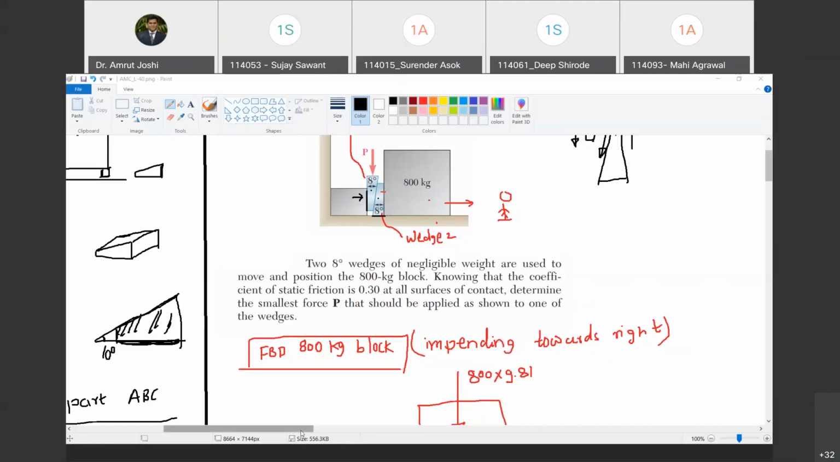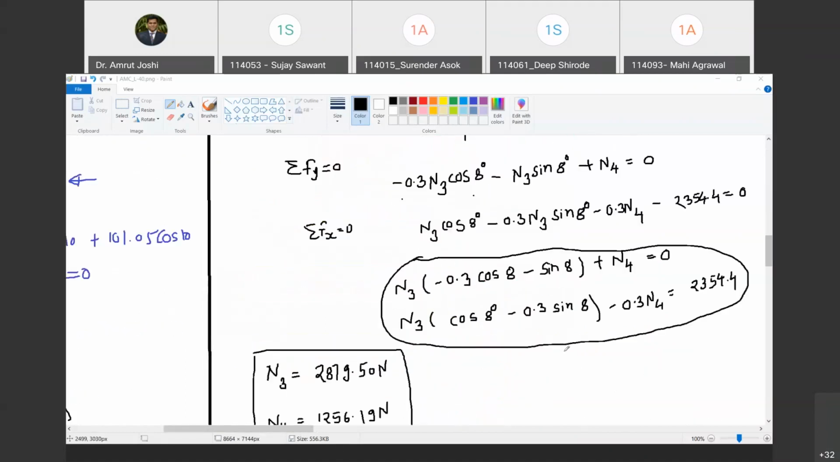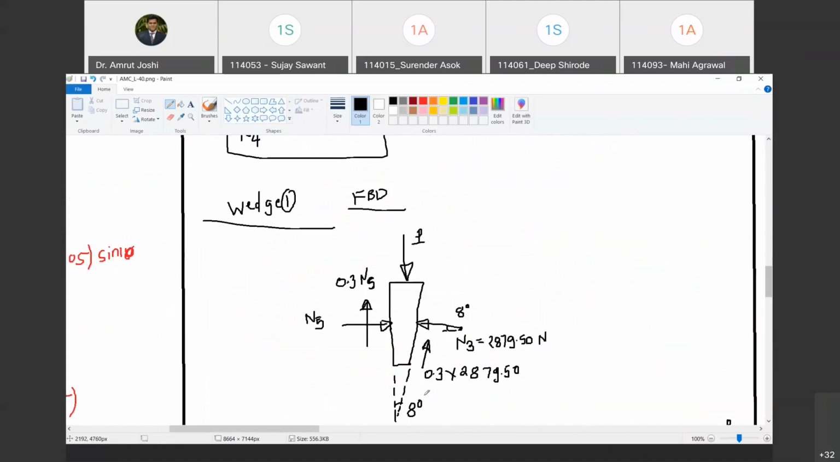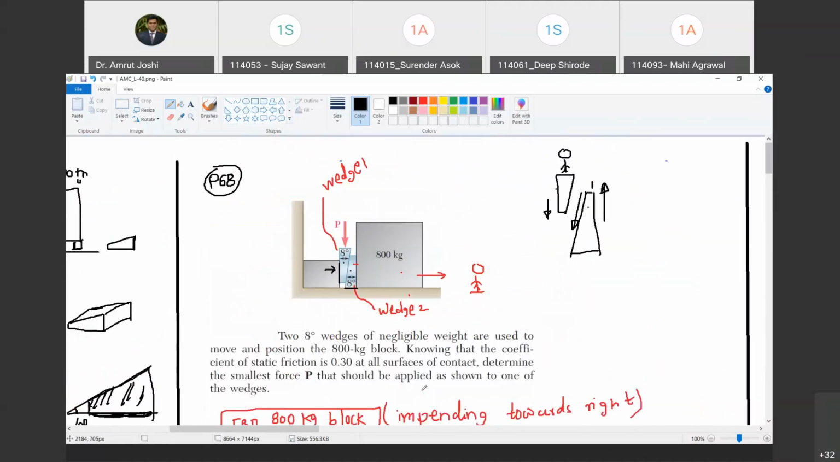In this time I just cross verified the answer. They have got the answer as 2080 Newton. Are you with me, Mahi? Yes, sir. So just cross verify whether we have done some rounding of errors or something. You will get this answer. That's all right. That's not a big issue. Are you with me? Yes, sir.